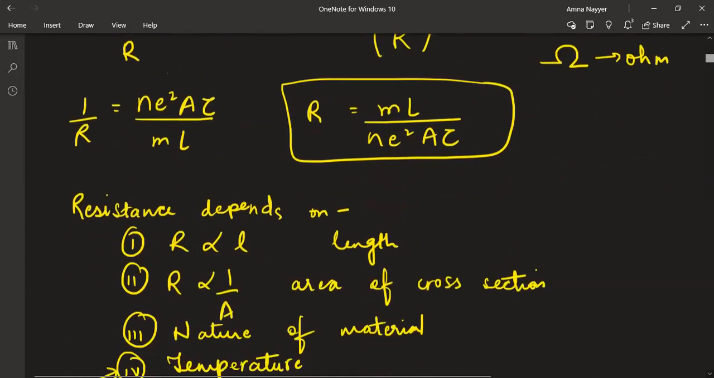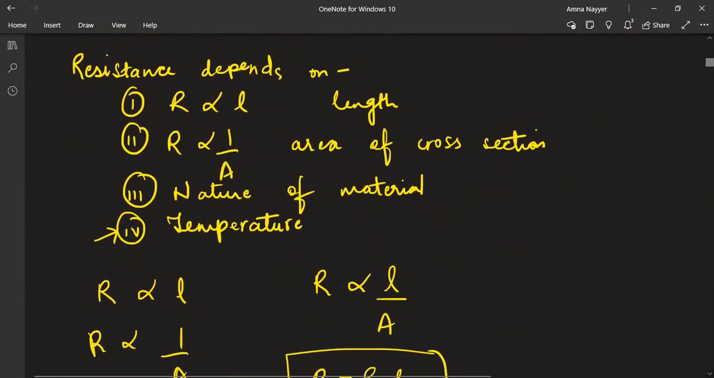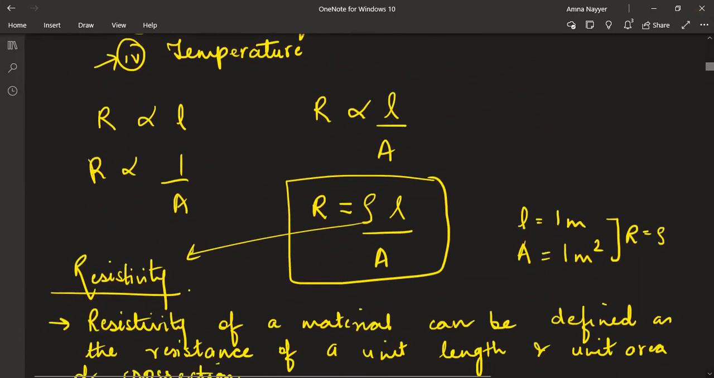Fine, so this is resistance, and resistance depends upon length. It is inversely proportional to area of cross section. It depends on the nature of material, and it depends on temperature. Now for temperature, you have a full section that we'll discuss later on. This formula, we have done the question. Resistance is rho L by A.